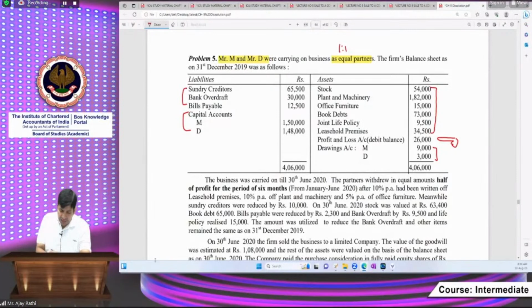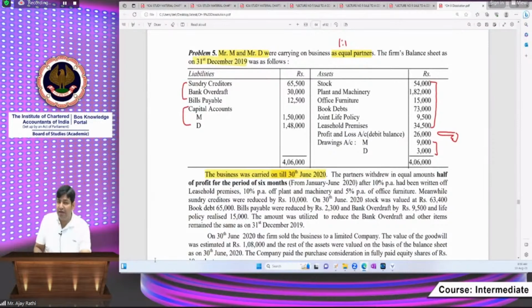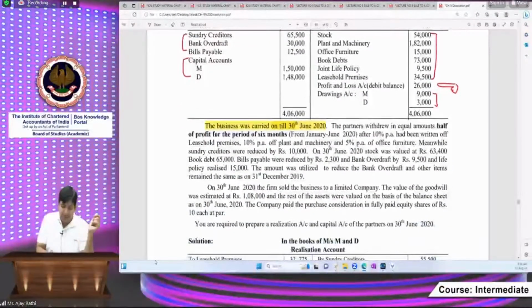Business was carried on till 30th June. And on 30th June, the business will be sold to a limited company. The balance sheet date is 31st December 2019, and the business will move on till 30th June.